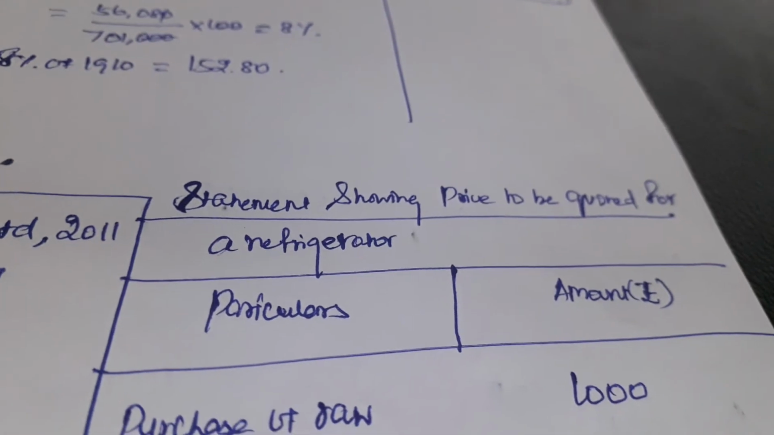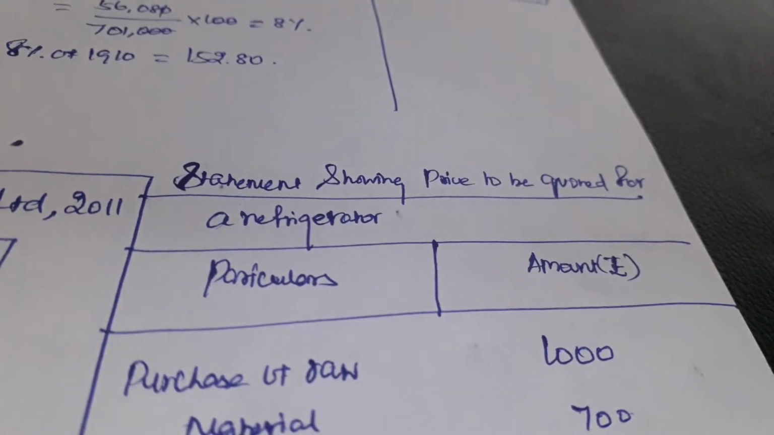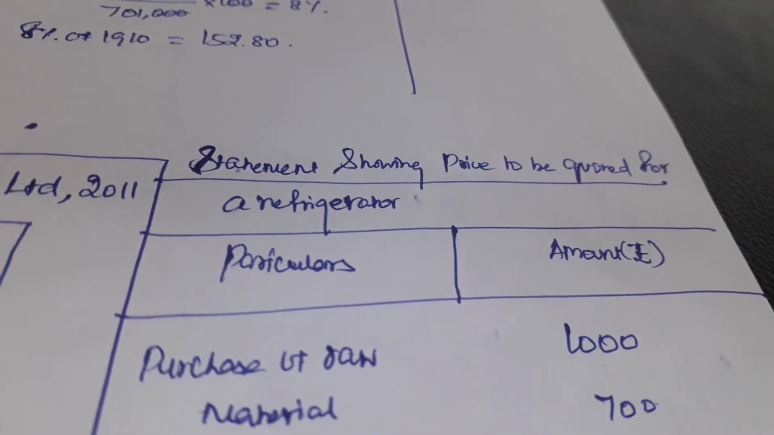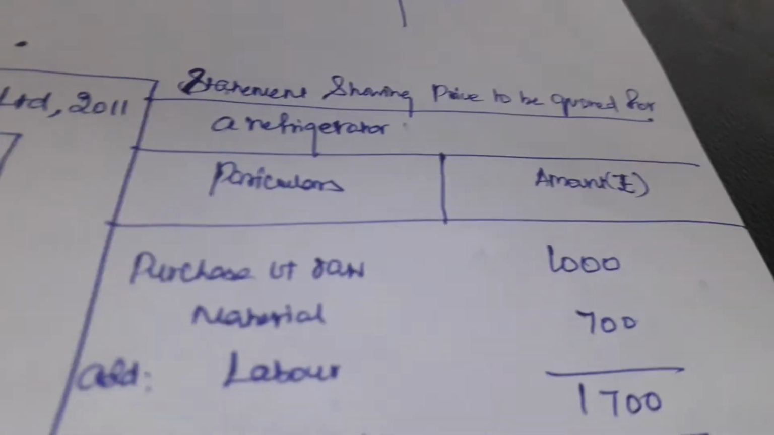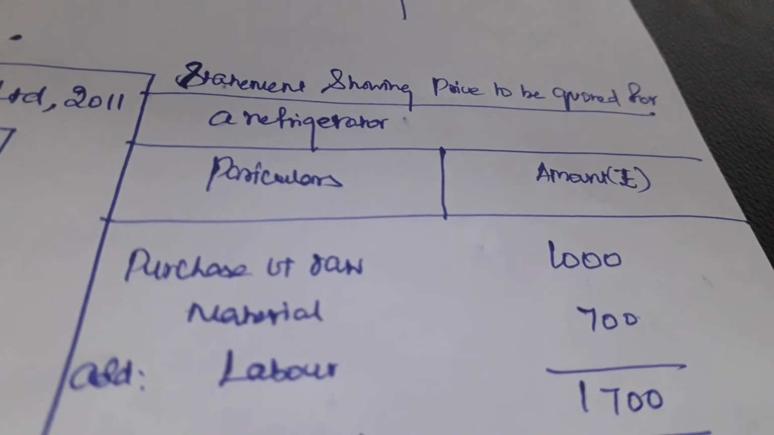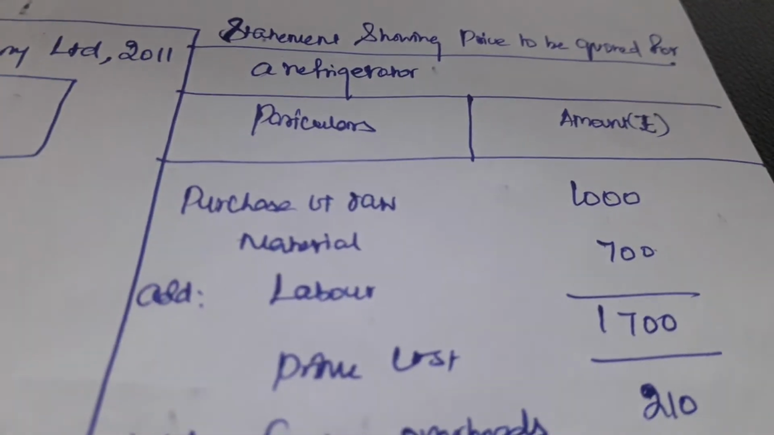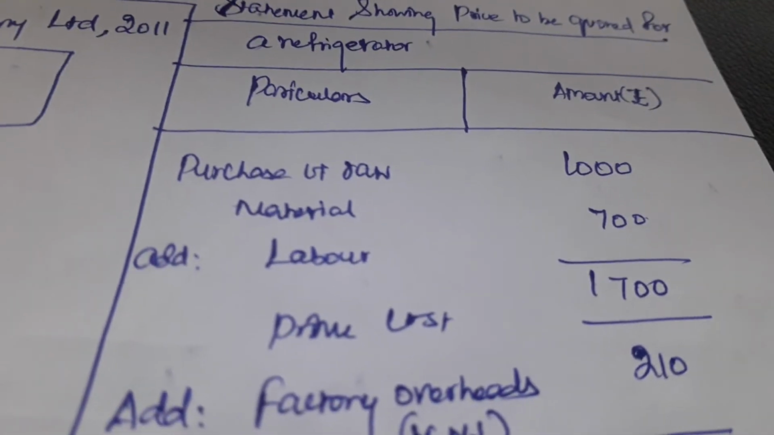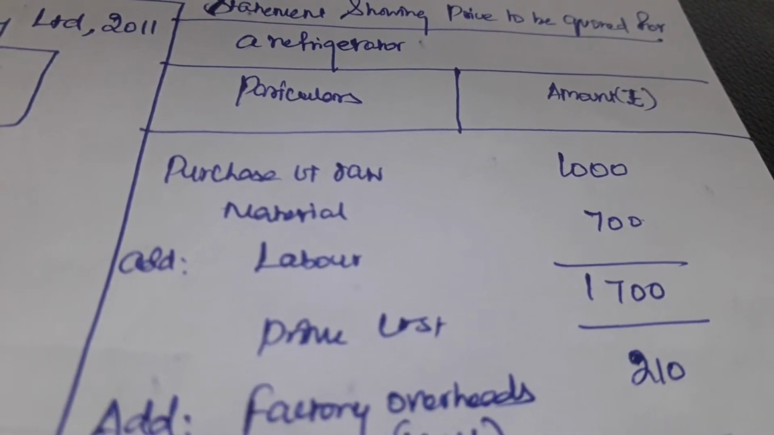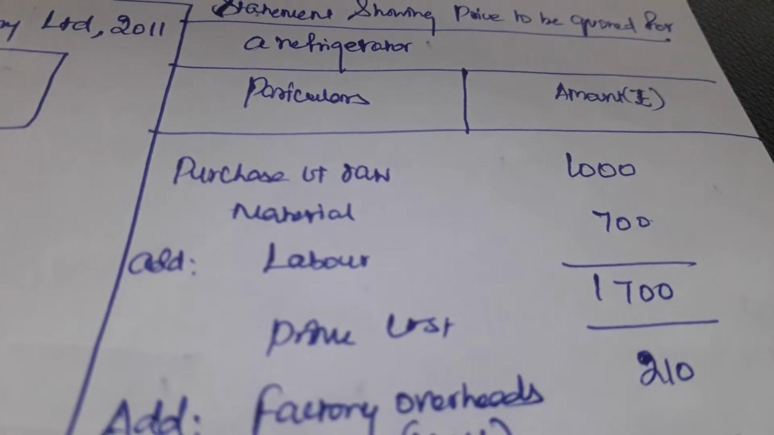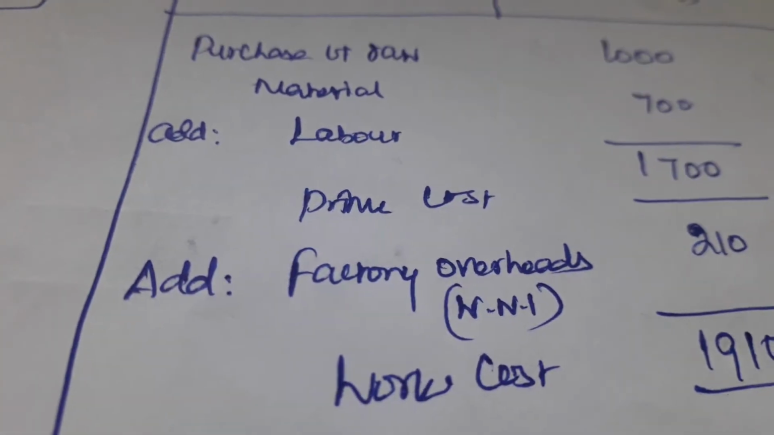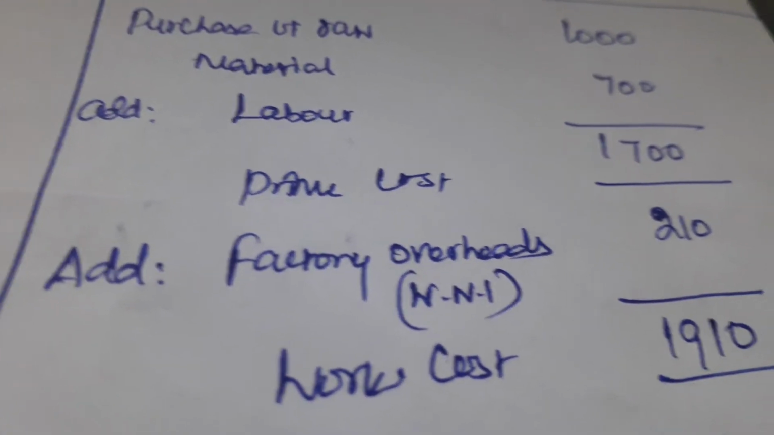Now let's see how to prepare the quotation. Statement showing price to be quoted for a refrigerator. Particulars and amount. Purchase of raw material 1,000. Need to add labor charges as 700. Then we can get the prime cost. It is also given in the problem. Then we need to calculate the factory overheads.